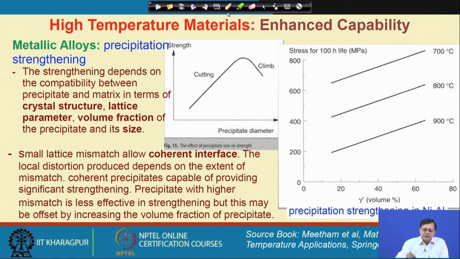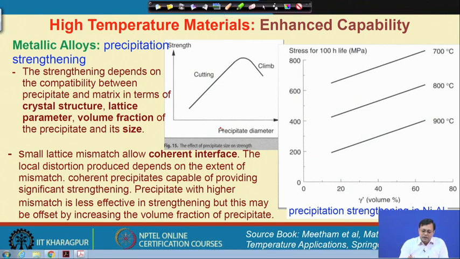So, in case of precipitation strengthening, we have seen that if the precipitate diameter is very large, then the dislocation basically bypasses, or it will climb. This is a dislocation climb action, or the dislocation will cut through the precipitate when the precipitate is smaller in size.